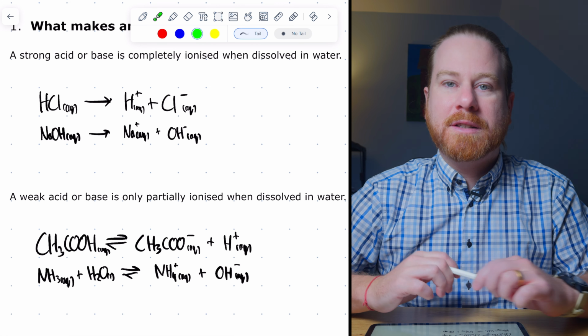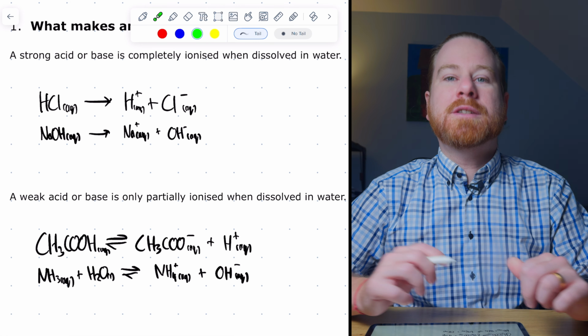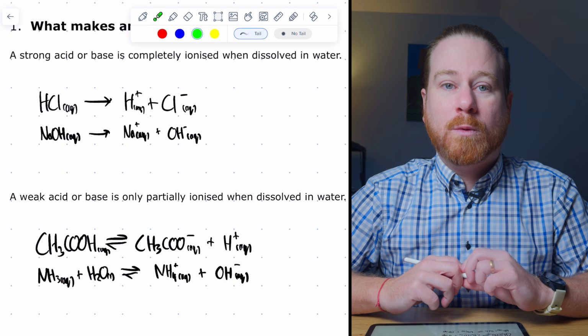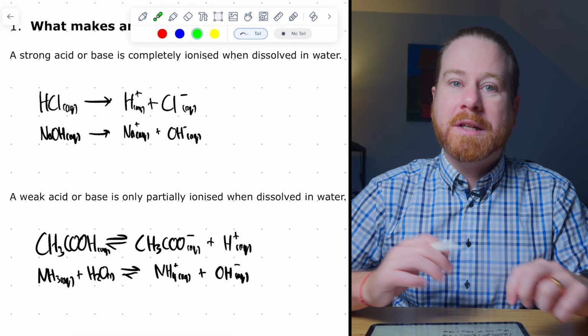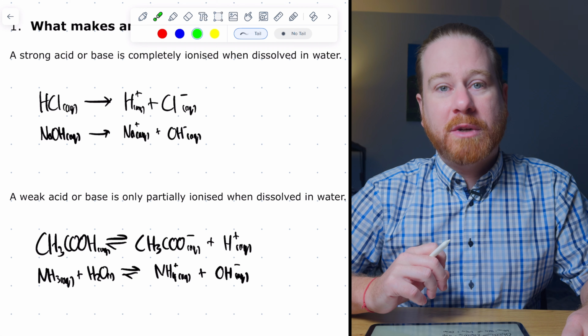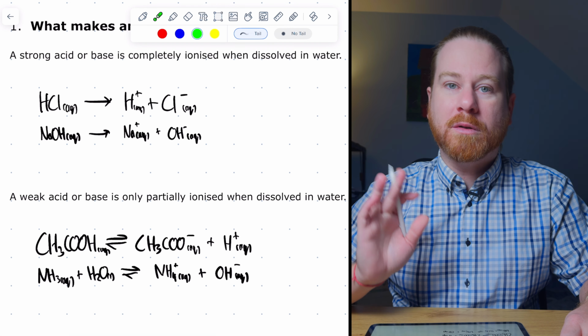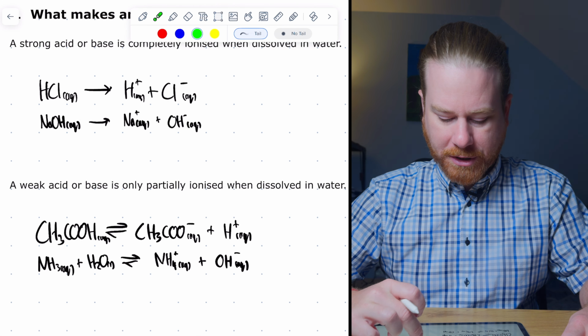But to give you a heads up, when we look at calculations, strong acid and base calculations are pretty easy, but weak acid and base calculations are a little bit more involved. So something to look forward to in the future.